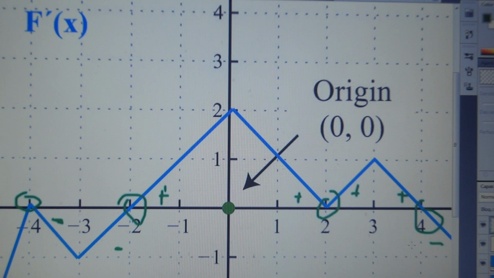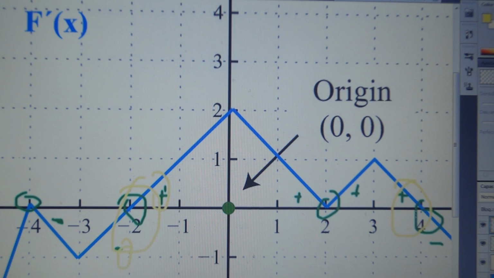Knowing that minimums are from negative to positive, and maximums are from positive to negative, the minimum will be this one. Yeah, because it's negative from the left side and positive to the right side. And the maximum will be this one, because it's positive from the left side and negative from the right side.